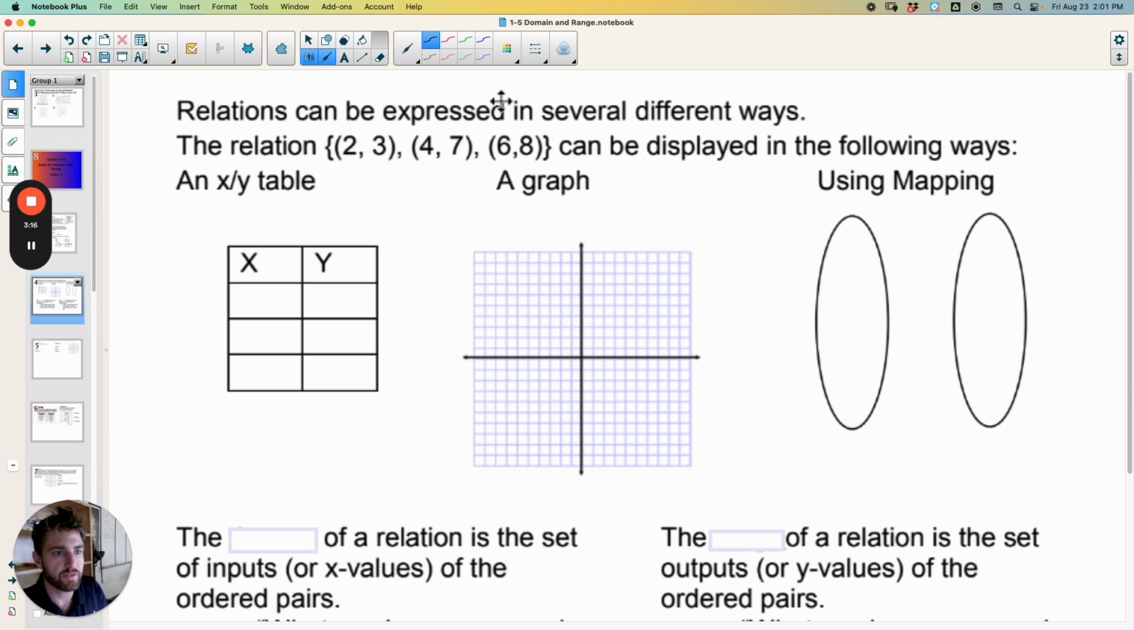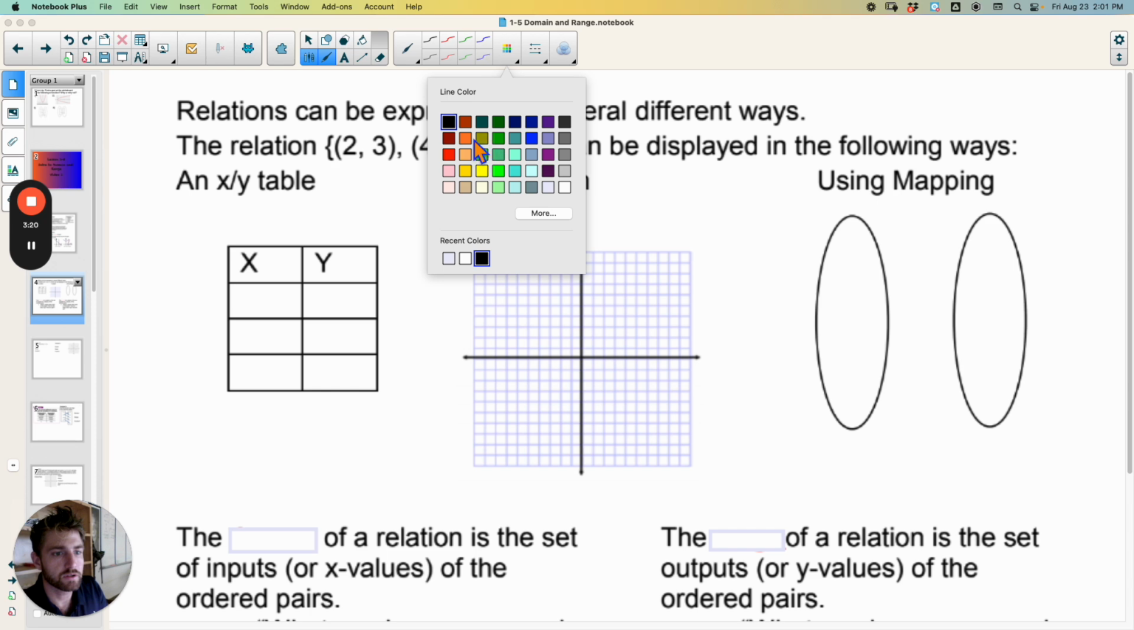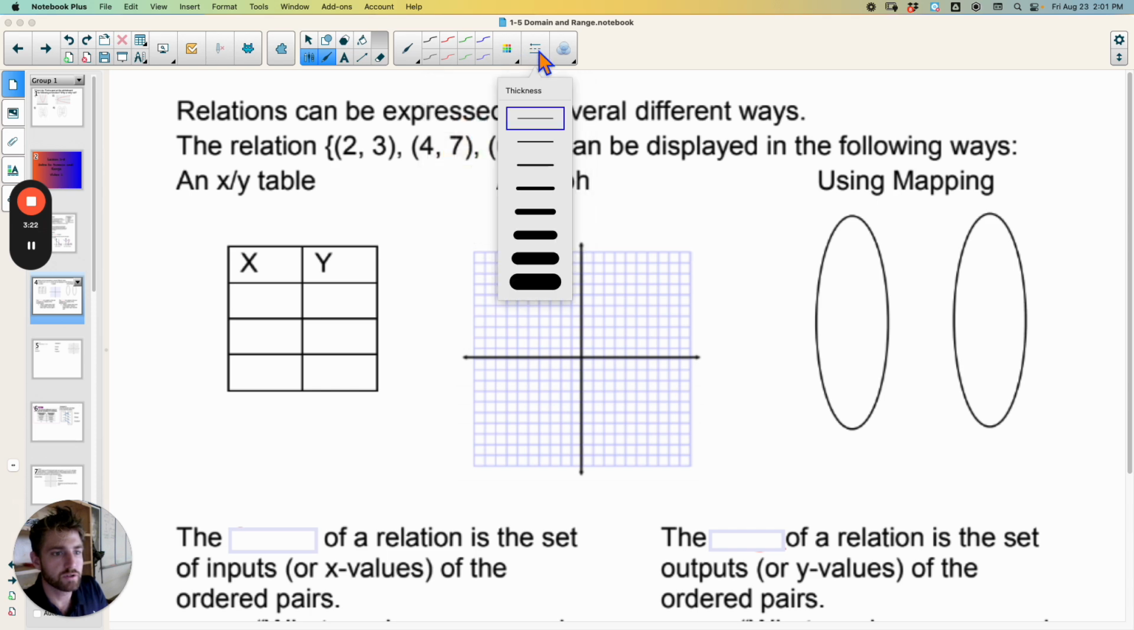Oh, let me change the thickness. Hold on. Let me change the color. Let's do orange. Okay, the first point is 2, 3, 4, 7, and 6, 8.